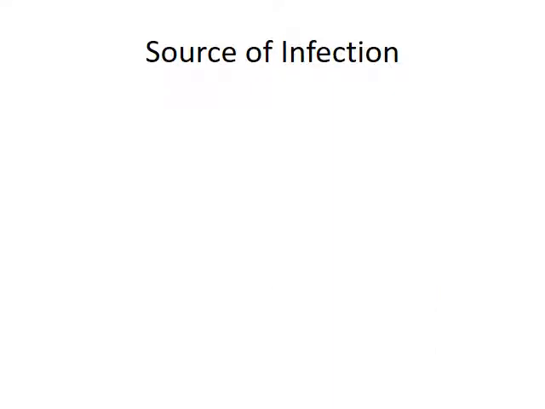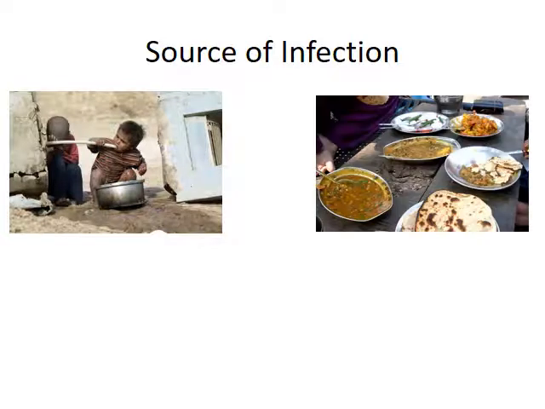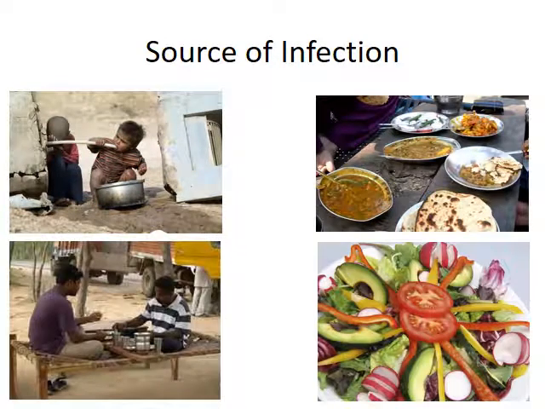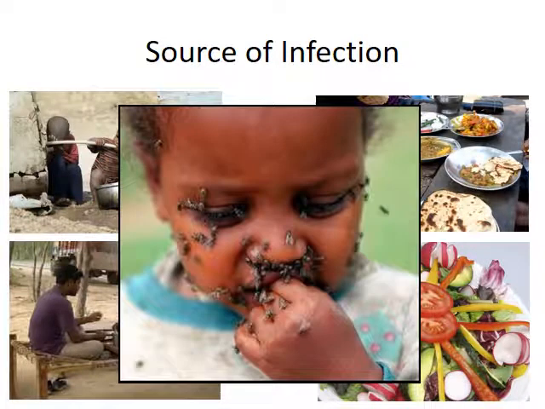Source of this infection could be contaminated water, food, and also it could be at times, rarely, by the vectors. Like flies, they may mechanically transmit the cyst from the feces and might contaminate the food and water. And the most common mode of transmission is the feco-oral route.